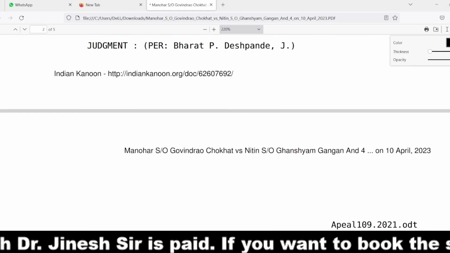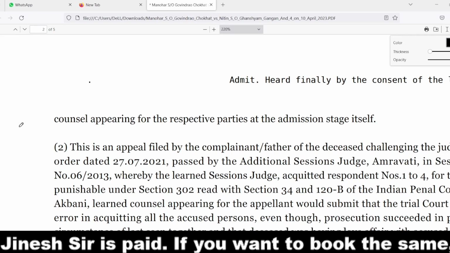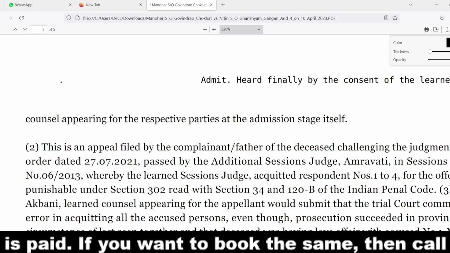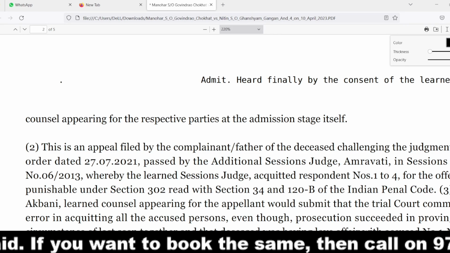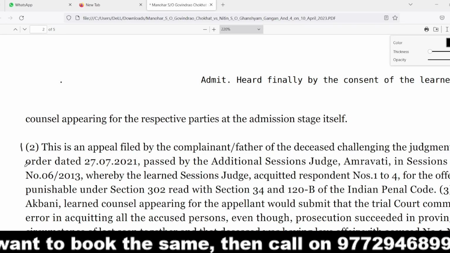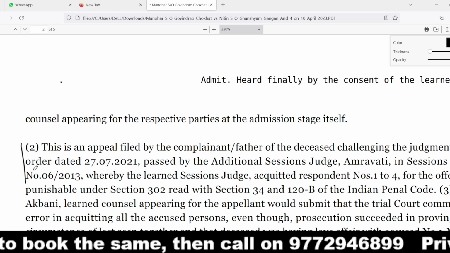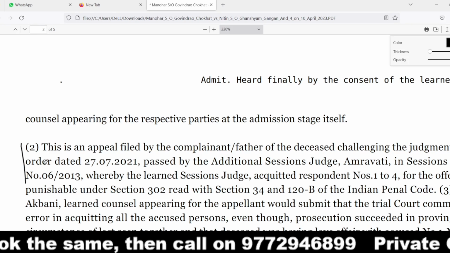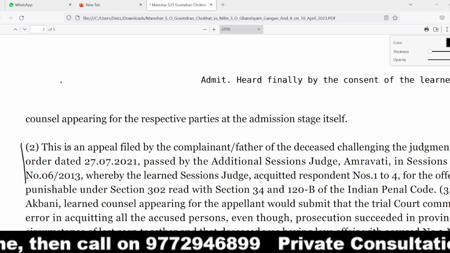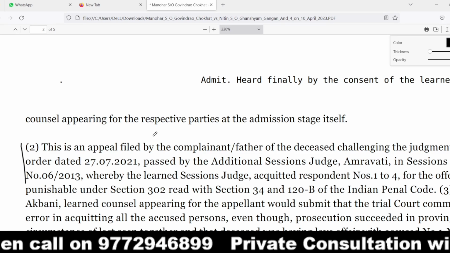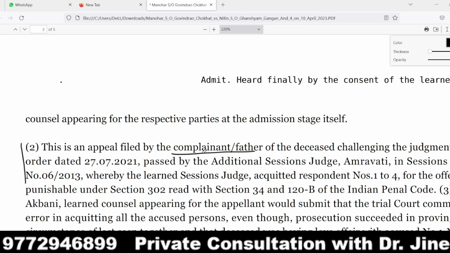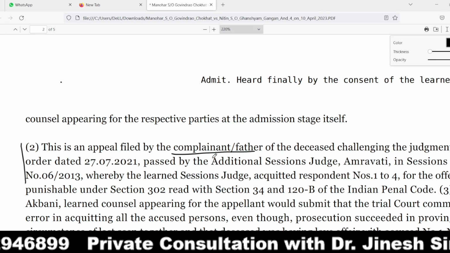Now we are coming to the facts of the case. What are the facts of the case? This appeal is filed by the complainant, the father of the deceased, challenging the judgment and order passed by the concerned sessions court, whereby the accused person has been acquitted. By the bare perusal of these three lines, it is quite clear that the trial court has acquitted the accused because the prosecution has failed to prove the offence beyond reasonable doubt. Ultimately, the appeal is filed before the Honorable High Court by the complainant, the father of the deceased, to challenge the order of acquittal, and it is requested to set aside the same.